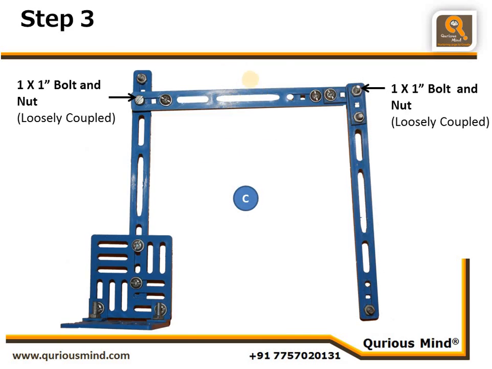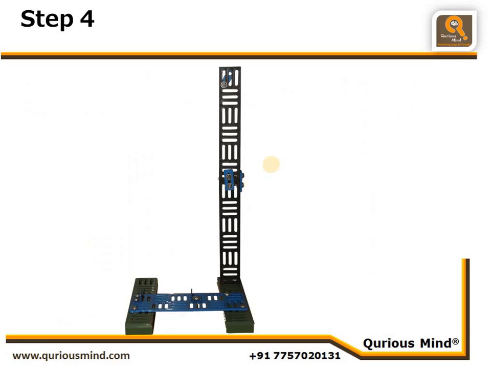Here we have connected assembly A and assembly B. If you see, these 2 rods were connected using 1-inch bolt and nut, and that is loosely coupled here. And the assembly B and this rod is connected again using 1-inch nut and bolt, loosely coupled again. So this total is our assembly C. In the next step, we are creating the base and the mast.